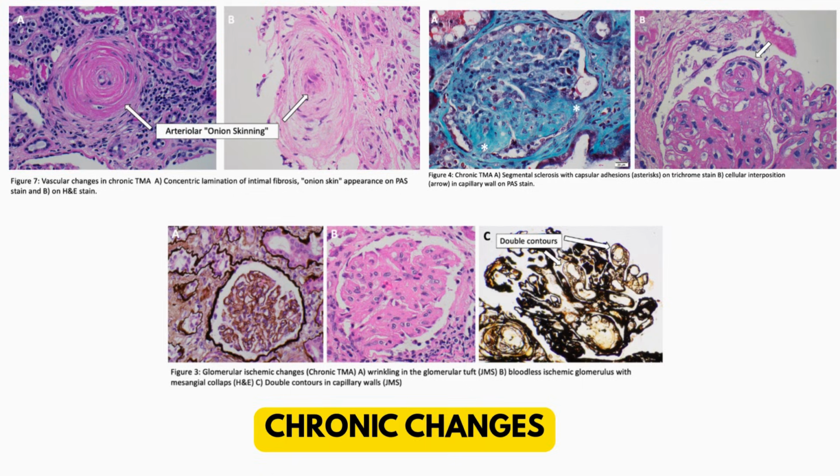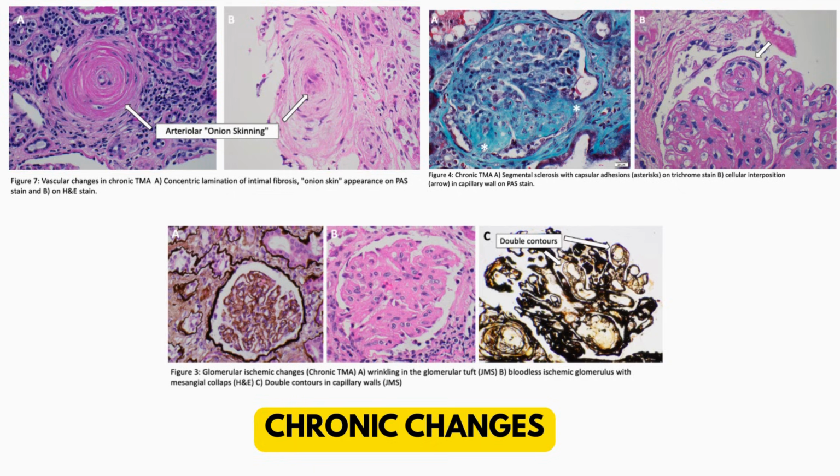Now shift your attention to the image on the top right. At the glomerular level, you can see features of chronic ischemic change. There is segmental sclerosis with areas of capsular adhesions, highlighted on trichrome stain. You will also notice cellular interposition within the capillary walls, a response to chronic endothelial injury and subendothelial expansion. These findings explain why chronic TMA often presents as slowly progressive graft dysfunction, rather than an abrupt decline.